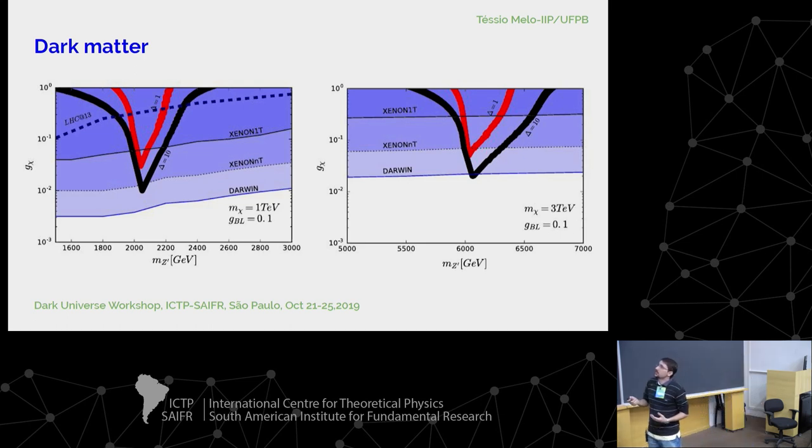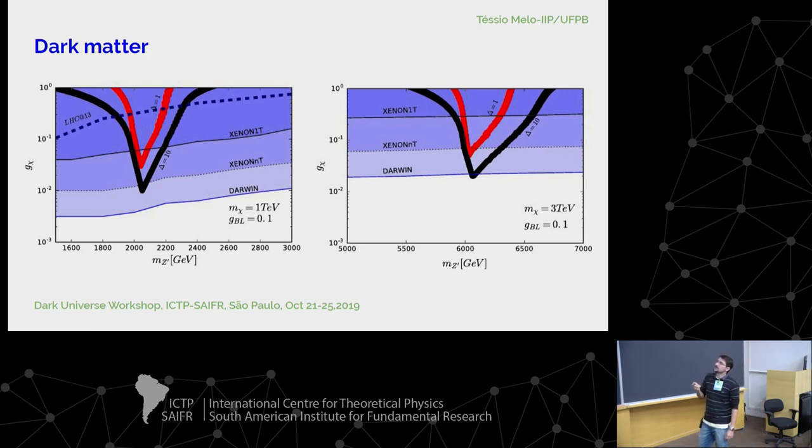We can try to ameliorate this situation by assuming some latent entropy injection that we parameterize by this delta parameter here, which is a dilution factor of the relic abundance. So this can be generated by a late time inflation, a decay of a heavy particle. We don't care about the specific mechanism, but at the end of the day, this will dilute the relic abundance, and it's encoded in this delta here.